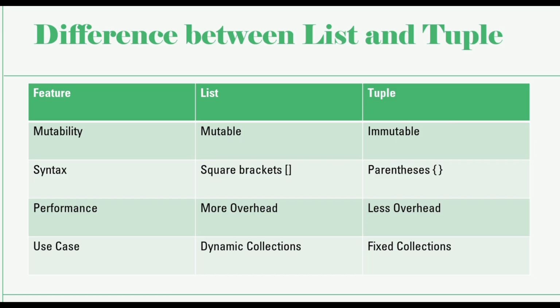Now we will see the difference between list and tuple. The first is list is mutable while tuple is immutable. List can be modified after creation. You can add or remove elements from the list. But once a tuple is created, it cannot be modified. You cannot add, remove, or change elements from the tuple.